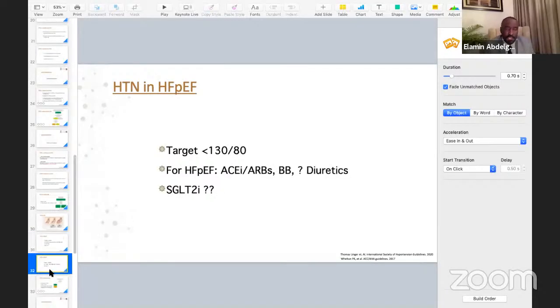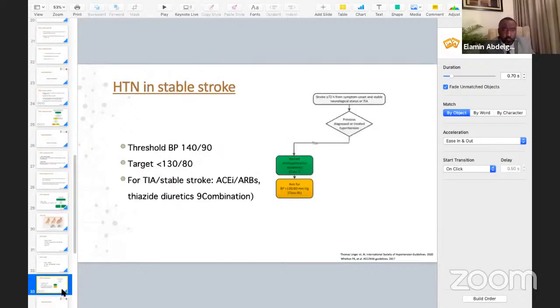In heart failure with preserved ejection fraction, the patient doesn't have lots of fluid overload. So this is why here the diuretics may be needed or may not. Otherwise, the patient has to be on RAS blockers and beta blockers.